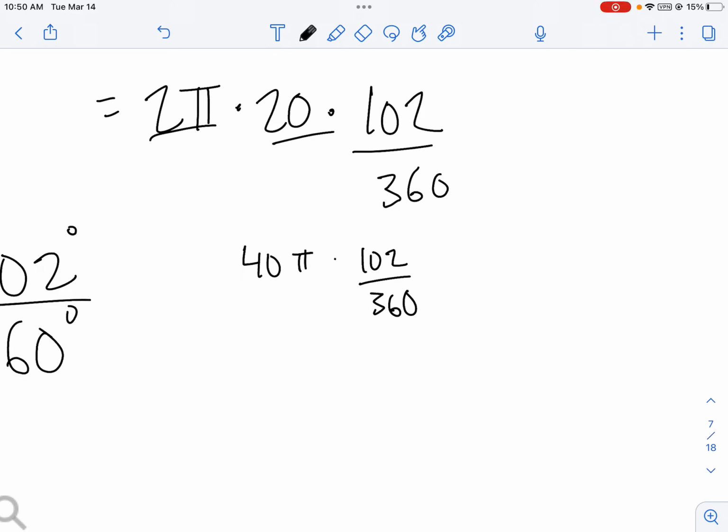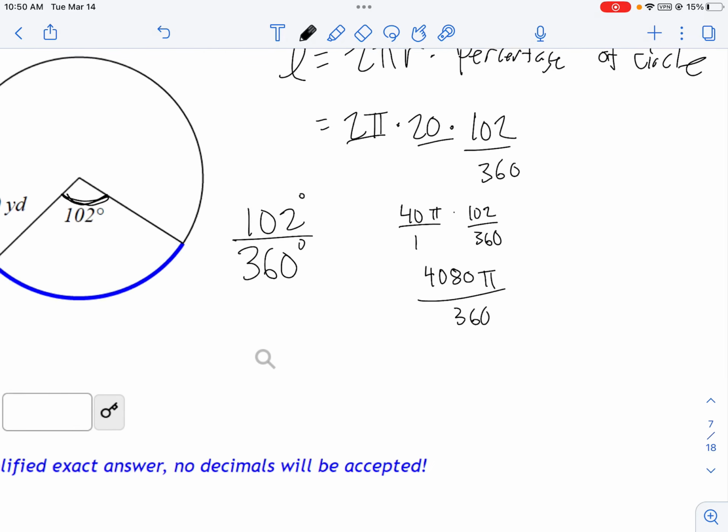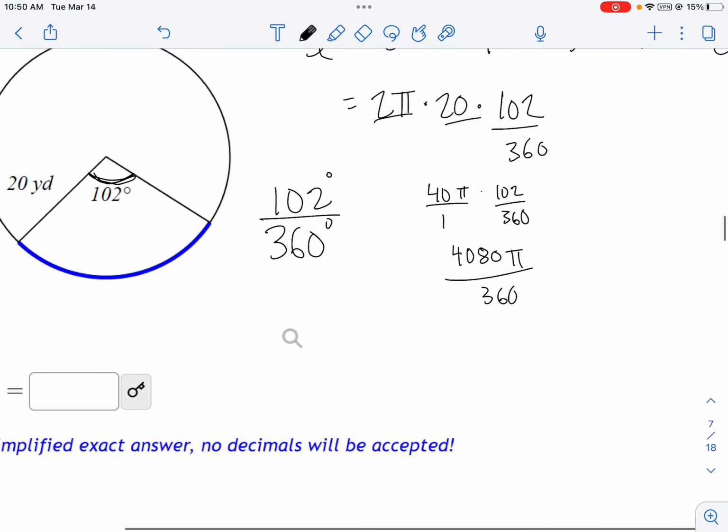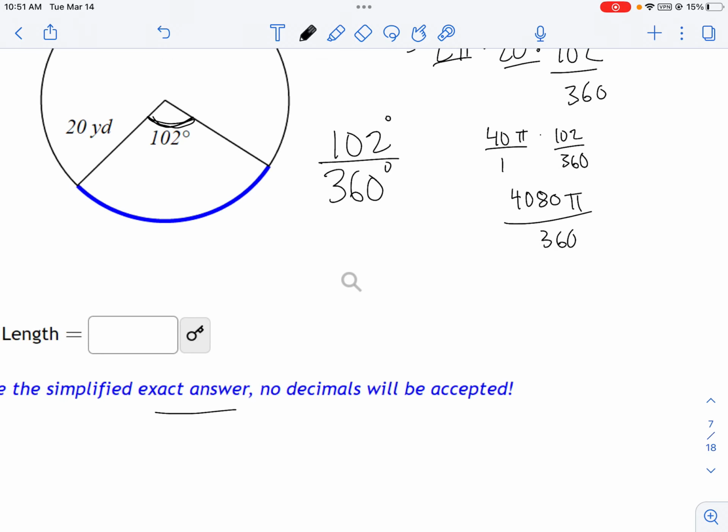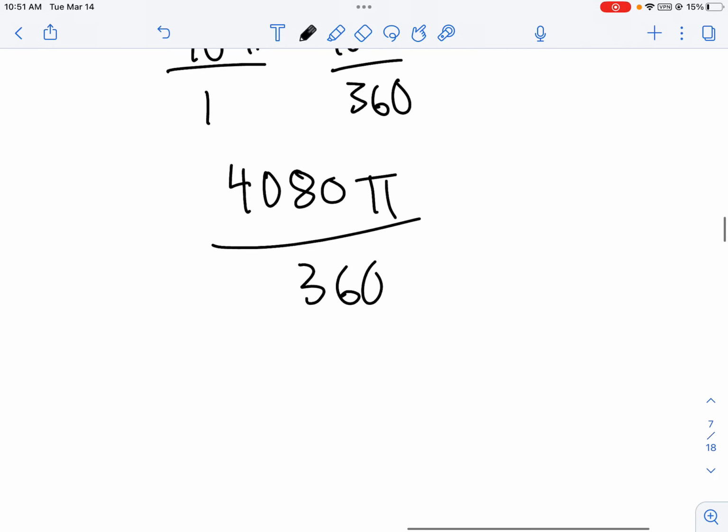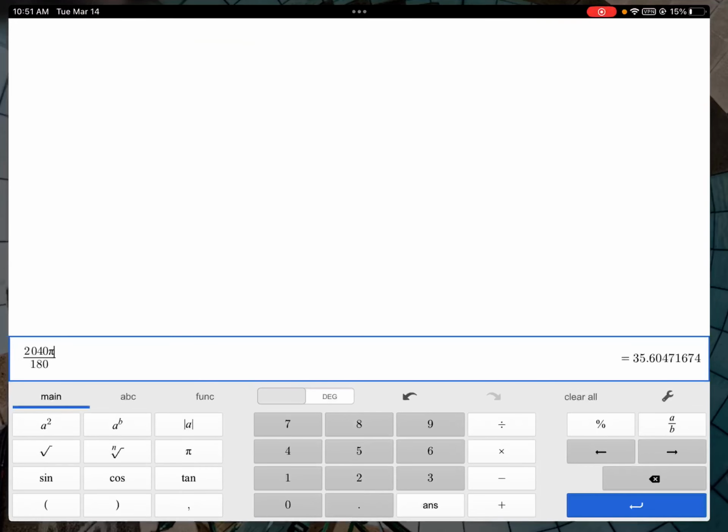Now be careful, right? 40 is technically over 1. That's only going into the numerator. So 102 times 40, and that will be, what is that? 4,080, I think, over 360. Okay? And that's it. That is a little closer to your exact answer. We've now put all the numbers together, right? But we're not just looking for an exact answer, we're looking for a simplified exact answer. So then I would simplify by hand, go for it.